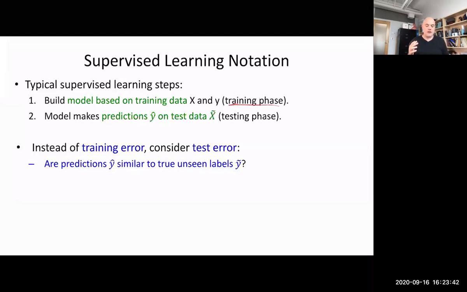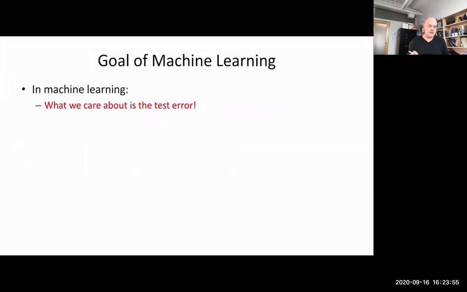So the question is really, instead of training error, we want to consider the test error. Are the predictions y hat similar to the true unseen labels y total? And this is actually the real goal of machine learning. We don't care about training accuracy at all. Every once in a while we look at training accuracy to make sure that it's going down and we're not totally screwing up, and so on and so forth, while we're training models.